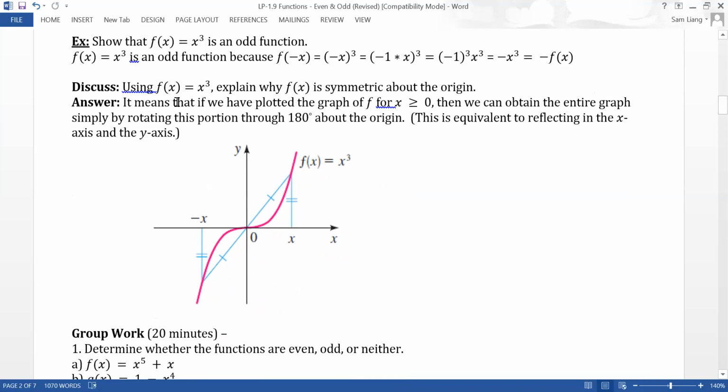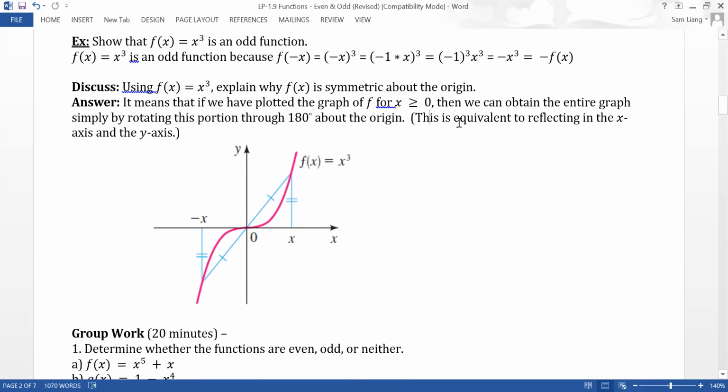This means that if we've plotted the graph of f for x greater than or equal to 0, again this right-hand portion, then we can obtain the entire graph simply by rotating this portion through 180 degrees about the origin. Remember, positive angles in math are counterclockwise, so we rotate this way, and we'll get that bottom portion. I know it's kind of hard to visualize.